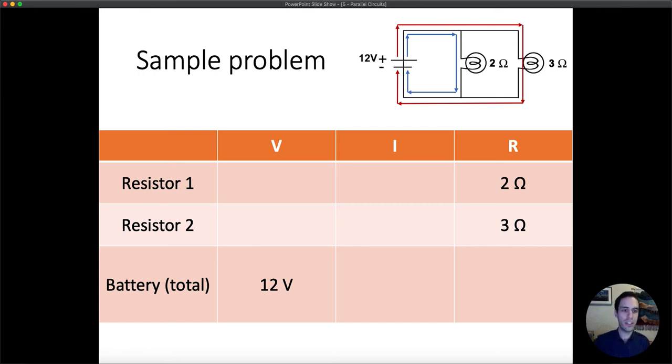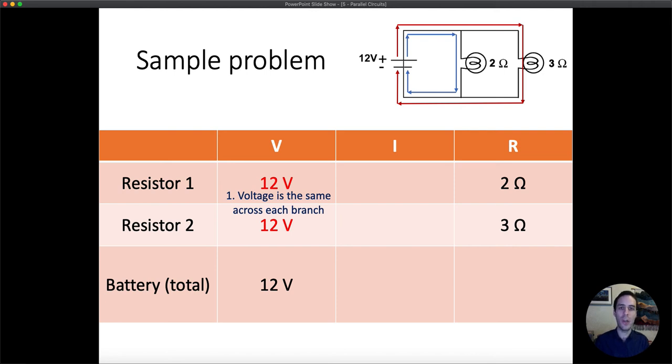The first thing to do is to remember that the voltage is the thing that is the same across each branch of the circuit. That means the blue circuit carries 12 volts and gives all 12 to that light bulb, and the red circuit carries 12 volts and gives all 12 volts to that light bulb. So the voltage is going to be the same as the battery voltage across each branch of the circuit.